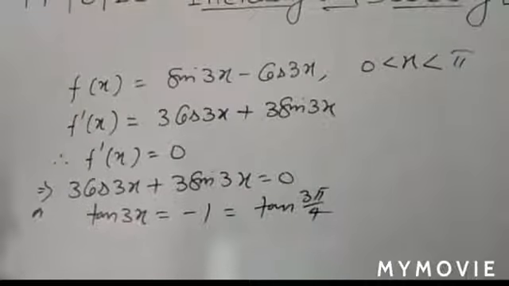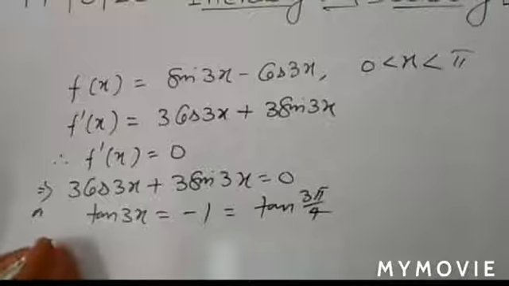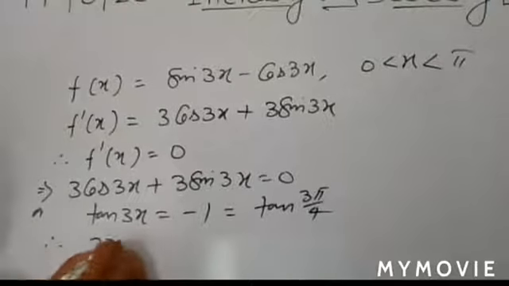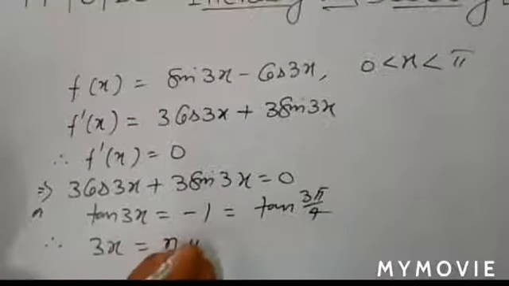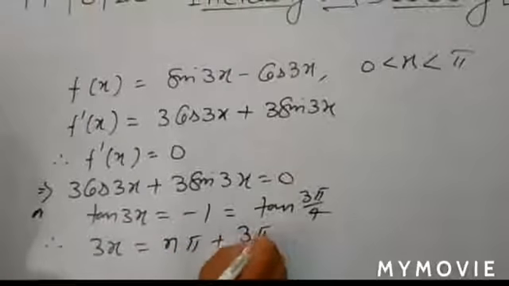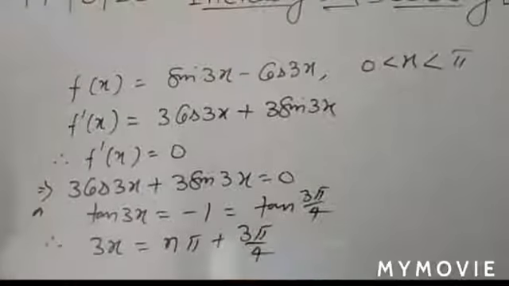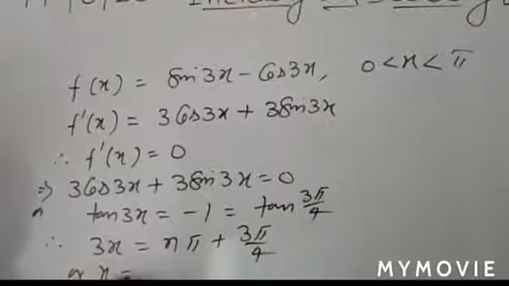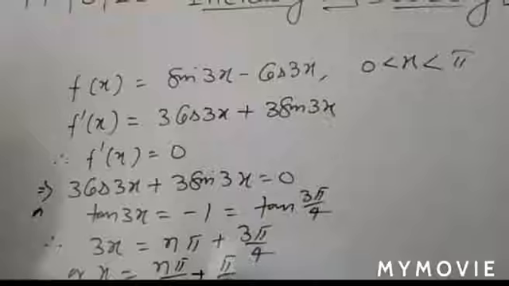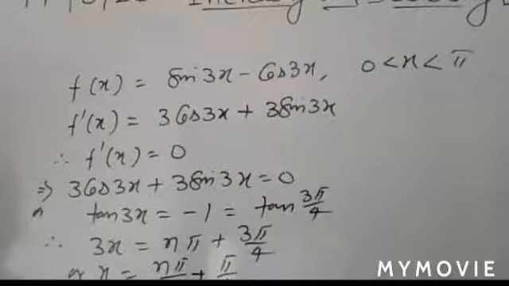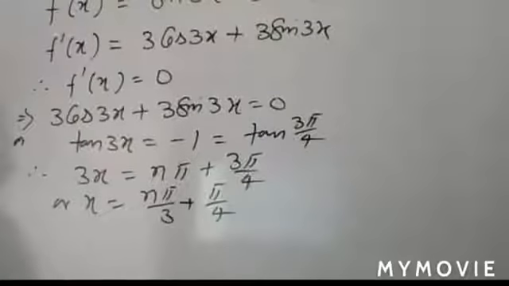Okay, now write its general solution. So you have 3x is equal to n pi plus 3 pi by 4, or the value of x is equal to n pi by 3 plus pi by 4, you can write it. So that gives the value of x. I think up to this step, you have no problem.